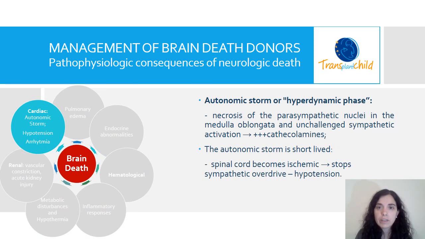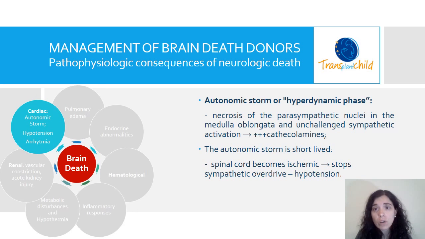The final event in neurological death is often necrosis of the parasympathetic nuclei in the medulla oblongata and unchallenged sympathetic activation, leading to a massive release of catecholamines. This is known as autonomic storm or hyperdynamic phase. During the autonomic storm, elevated levels of catecholamines lead to increased heart rate, mean arterial pressure, cardiac output, and massive peripheral vasoconstriction with a rise in systemic vascular resistance.